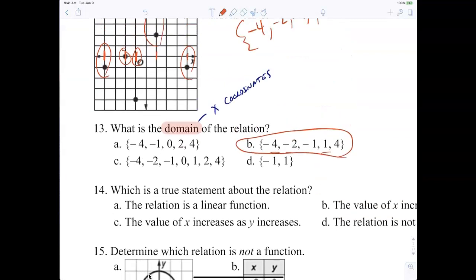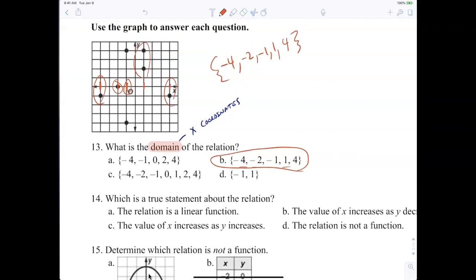Alright, now which is true about the relation? Alright, so what's true about this relation up here? Now it doesn't pass the vertical line test, which means these x coordinates have 2 y coordinates. So that means that the relation is not a function.